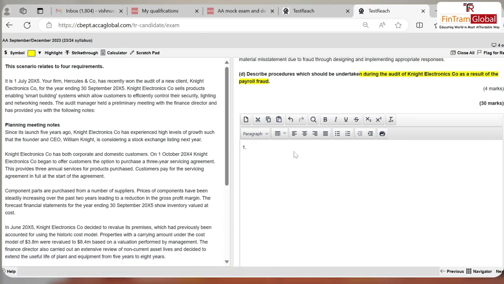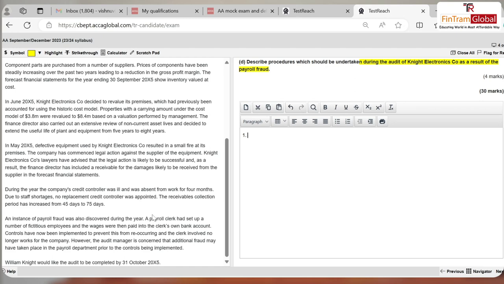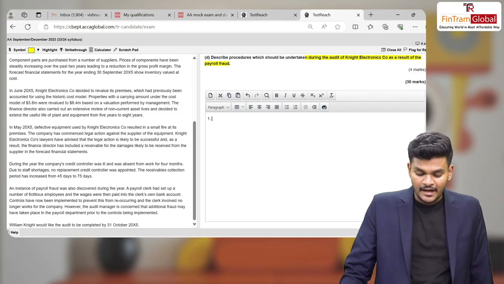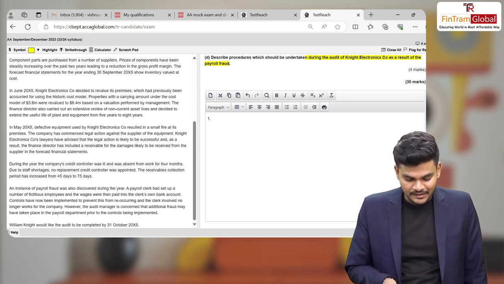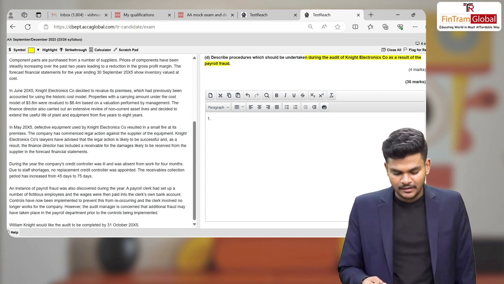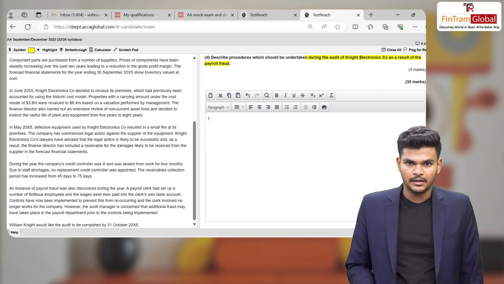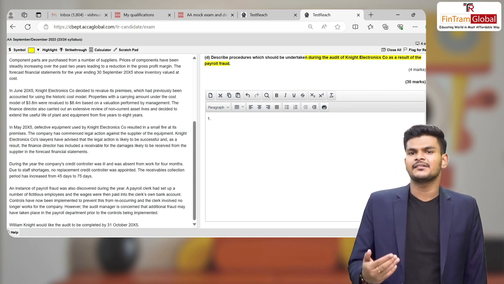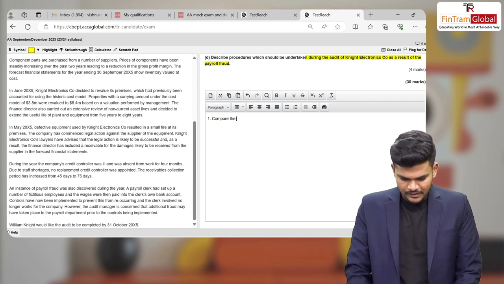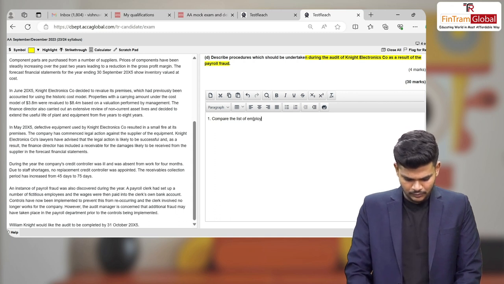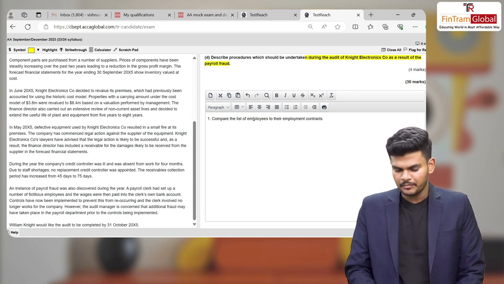I'll write the first one first of all. What was the issue again? Let me just refresh your memories on that. A payroll clerk had set up a number of fictitious employees, and the wages were then paid to the clerk's own bank account as well. Okay, folks, so what we can do is conduct procedures like, for example, you can compare the list of employees to their employment contracts, for example, right?